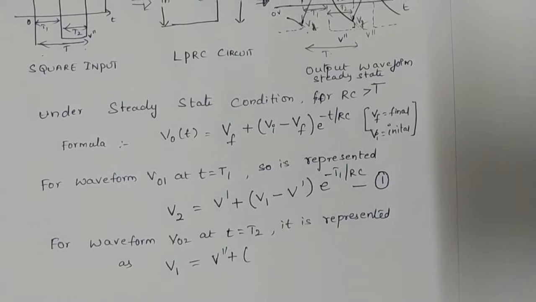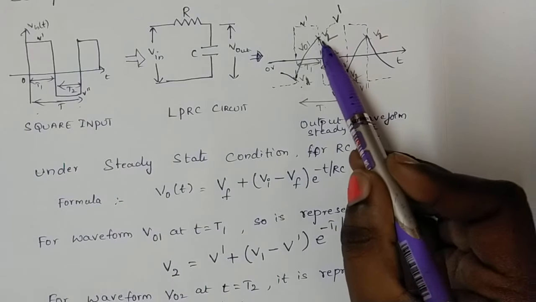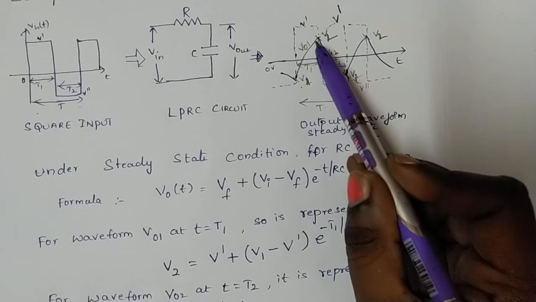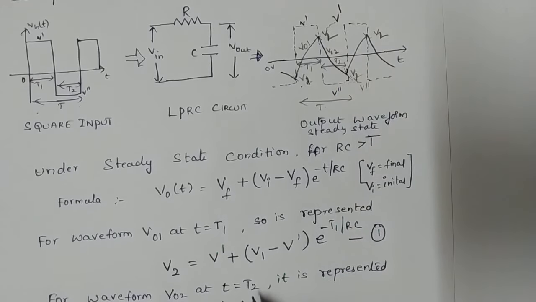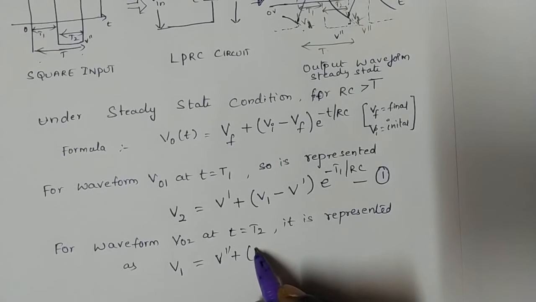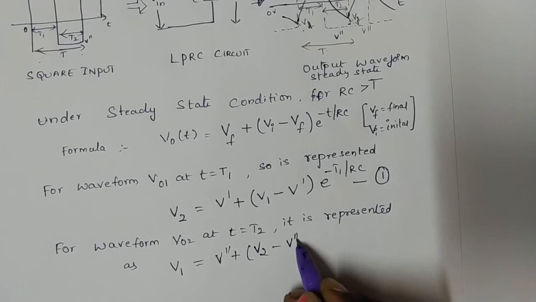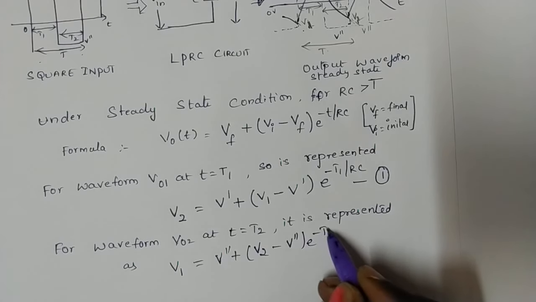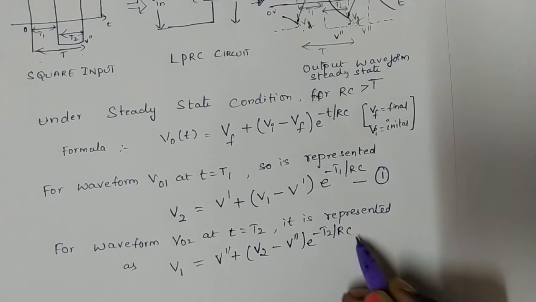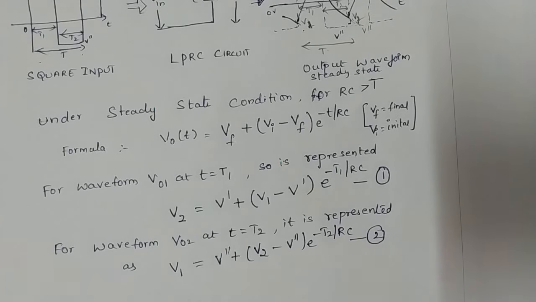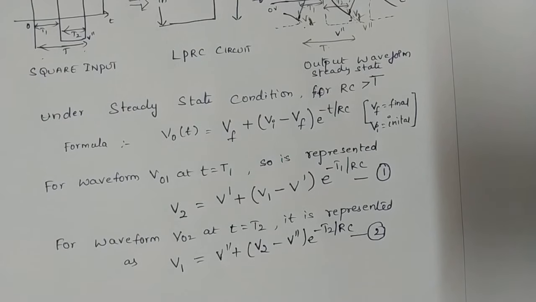The final value is V double dash plus V initial, meaning starting from V2. See here in the waveform, we are calculating for V02, and it is starting from V2. So in the place of V initial, I am writing V2 minus V final, V double dash, into e power of minus T2 by RC, and make it equation number 2. Up to here you understand?